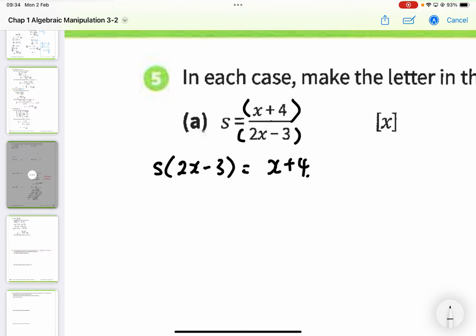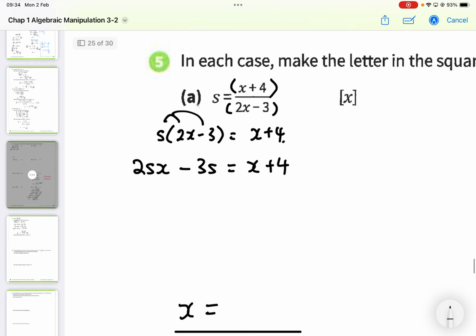There's no longer a fraction, so my x plus 4 is free already. I don't need to write the bracket already. Okay? Then this side, my x is inside the bracket. I want to work with the x, I need to expand so that I can free the x from the bracket. So s times 2 times x will be 2 times s times x. S times minus 3 is minus 3s.